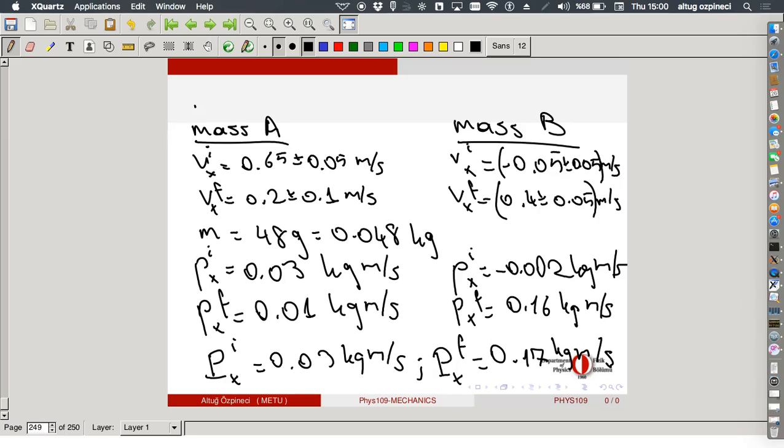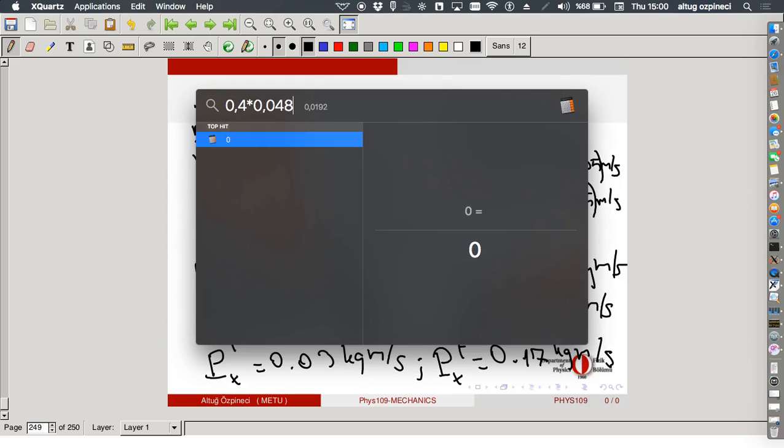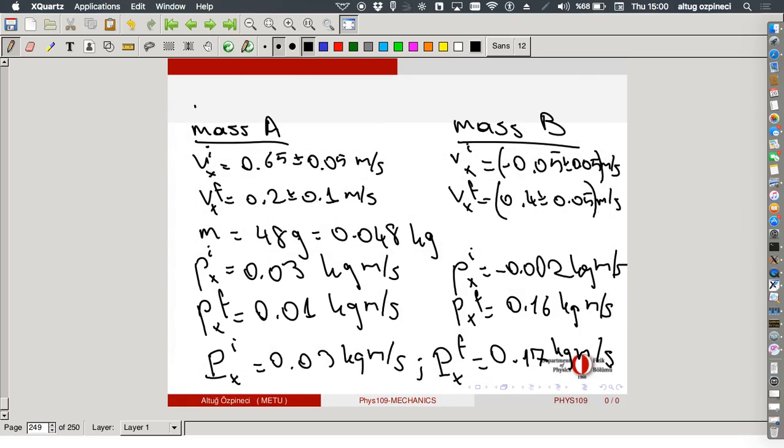P final is 0.02. Well, how do you get 0.02? It's 0.4 times 0.048. Yes, 0.02. And if you just sum them up, 0.03. So momentum is conserved. The x component is conserved.